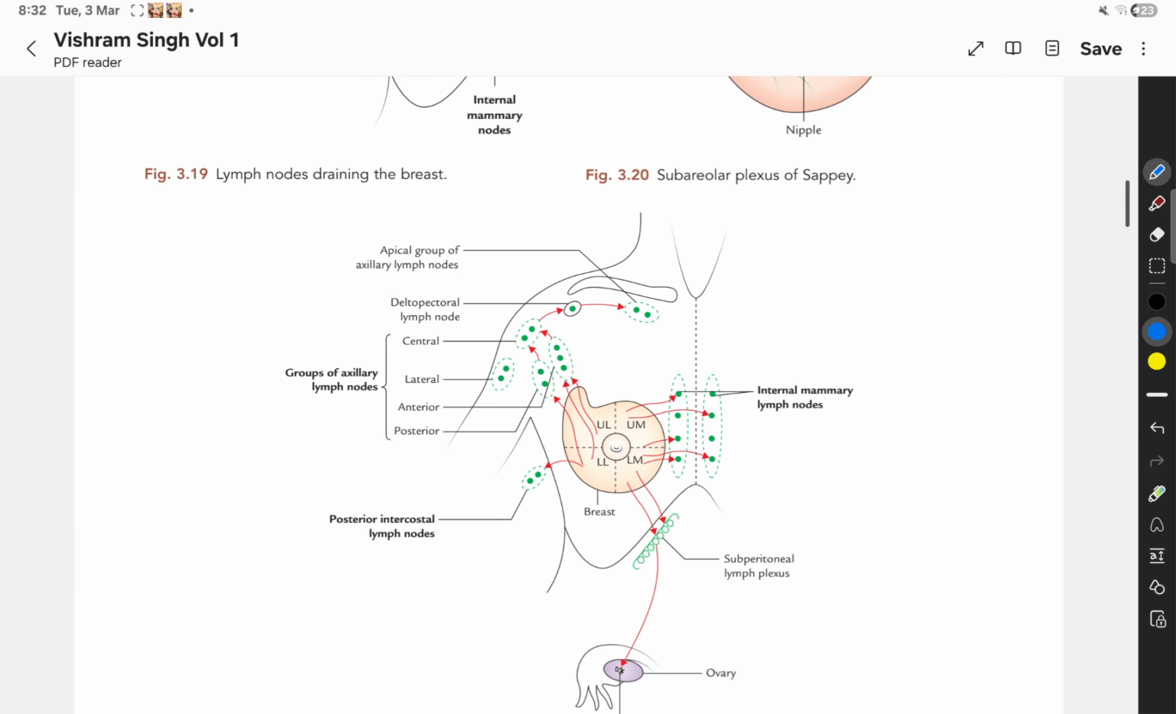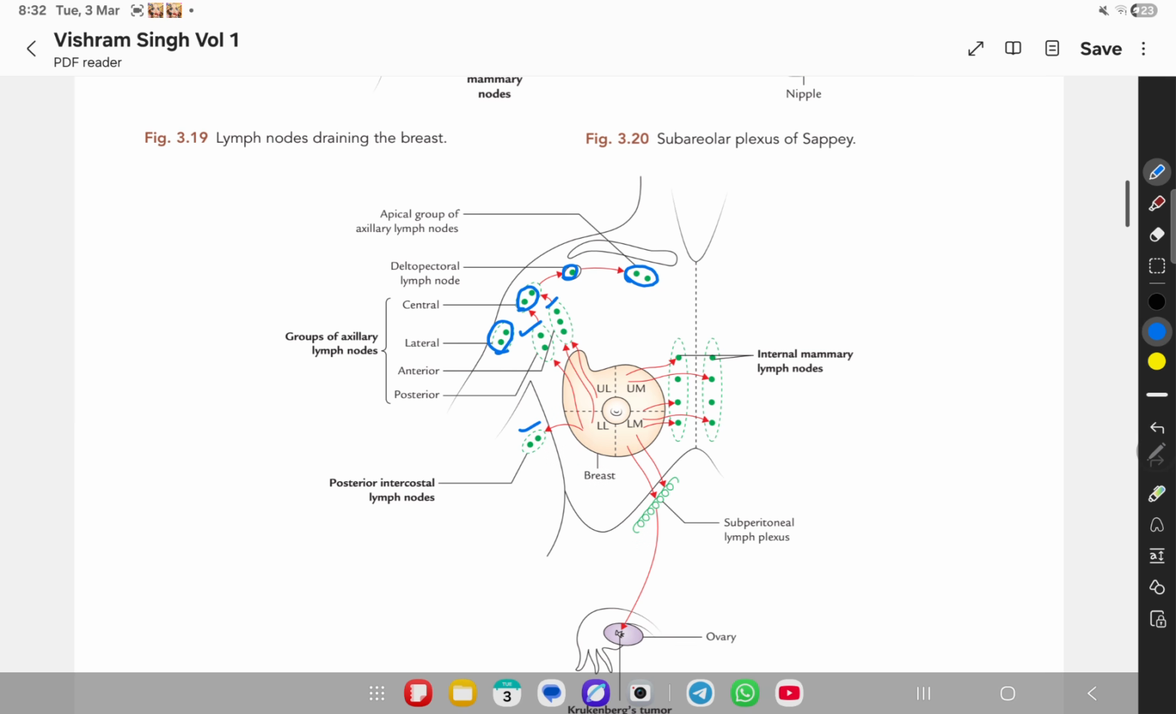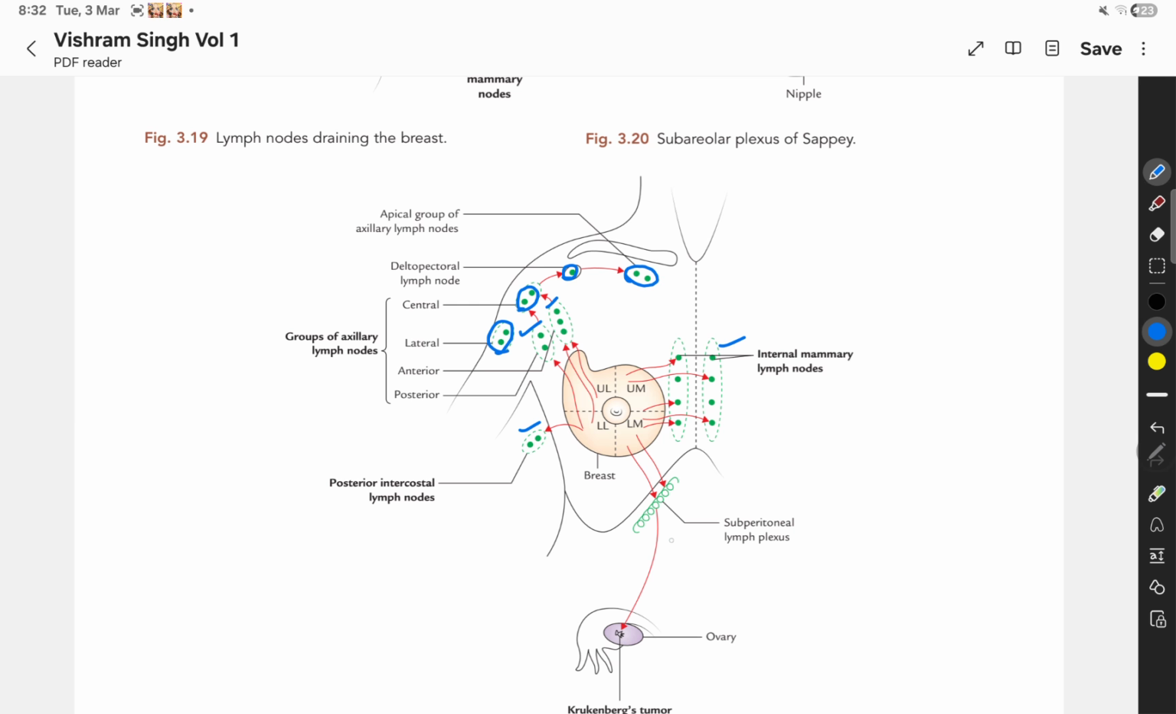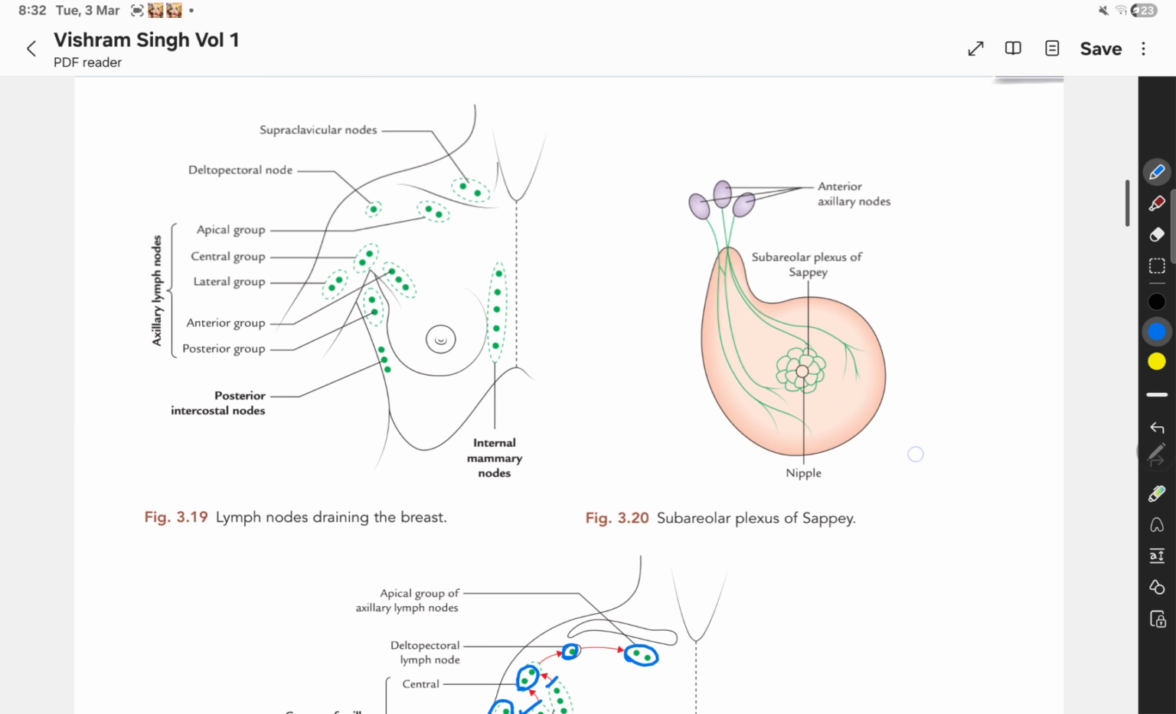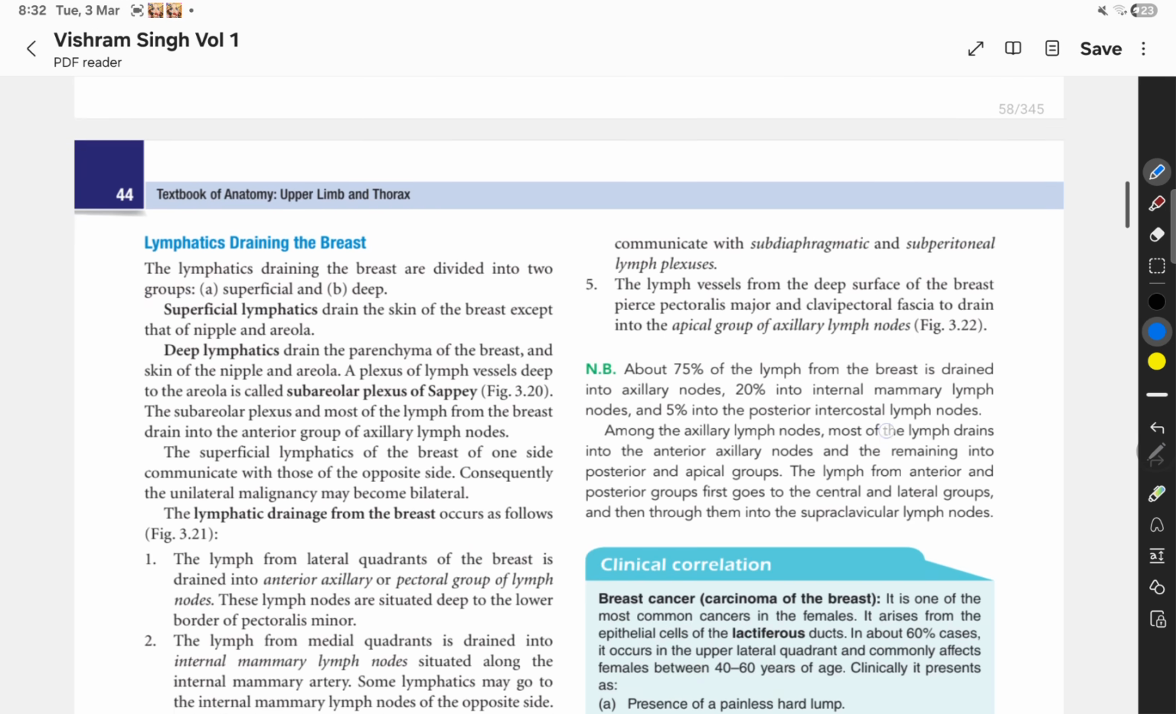So you can see here the axillary lymph nodes, deltopectoral lymph node, central and lateral lymph nodes. This is anterior, this is posterior, this is posterior intercostal, internal mammary lymph node. This is a better representation.